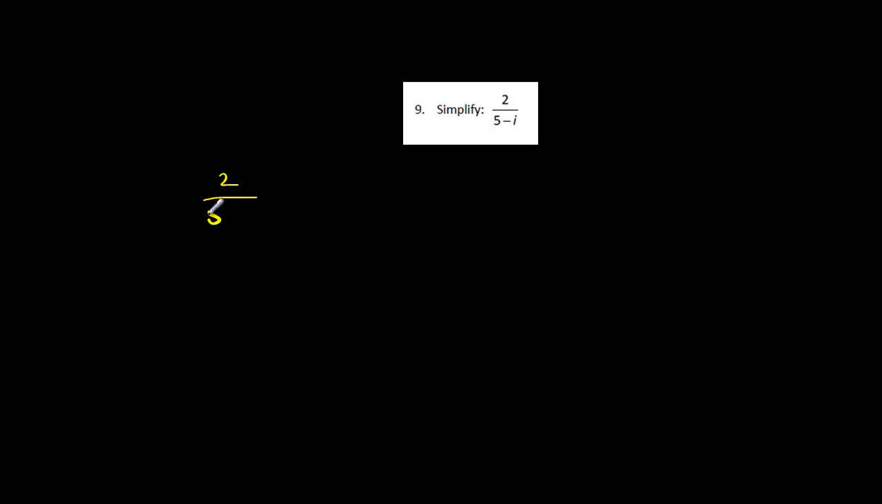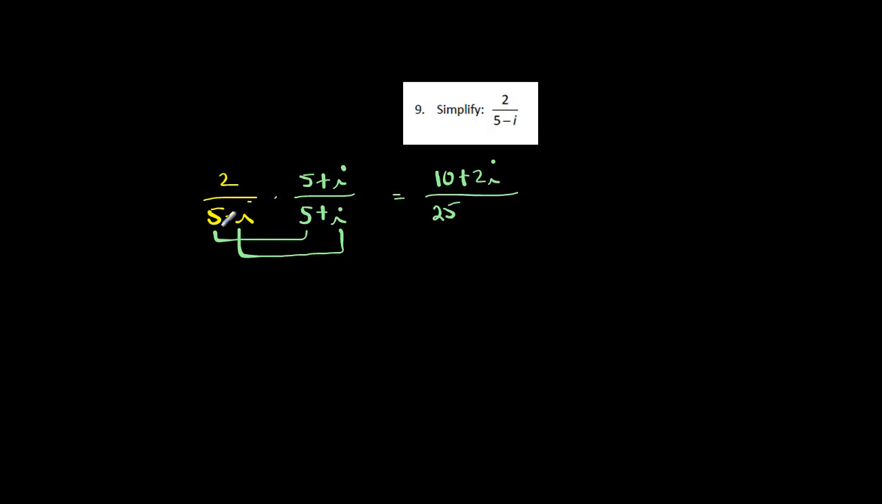Simplify 2 divided by 5 minus i. What we're going to do is we're going to multiply the top and bottom by the conjugate of the bottom. So 2 times 5 plus i is going to be 10 plus 2i. Down here we'll just do F and L of FOIL, so 25. And the reason why we do that is because they're conjugates. Negative i times positive i is negative i squared, which is the opposite of -1, which is positive 1.